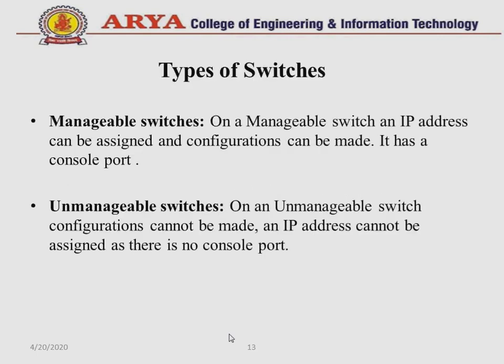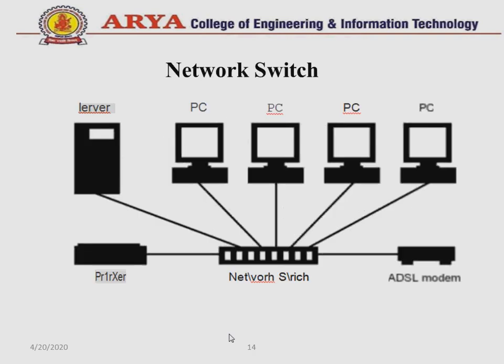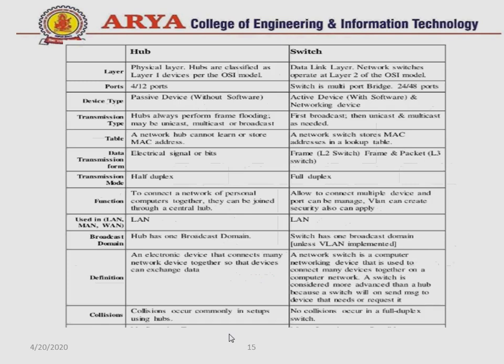Types of switches. Switches are categorized into two types: manageable switches and unmanageable switches. On a manageable switch, an IP address can be assigned and configuration can be made because it has a console port. On an unmanageable switch, configurations cannot be made and an IP address cannot be assigned as there is no console port. This is the configuration of a network switch.